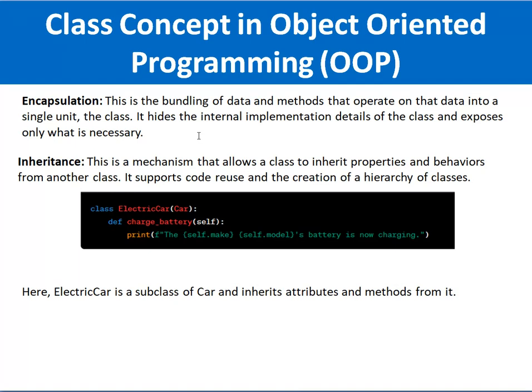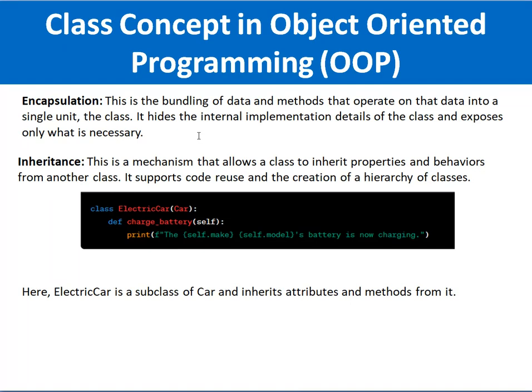For example, a class has 4 methods. You can only access 2 methods, and the rest of the methods are not accessible because they are not necessary for you. So this is basically the concept of encapsulation.